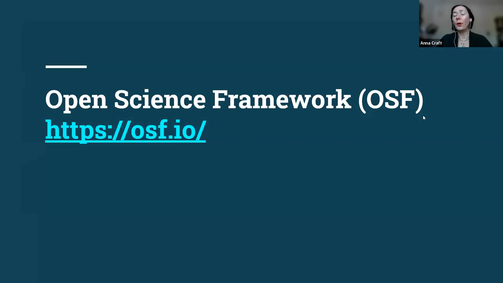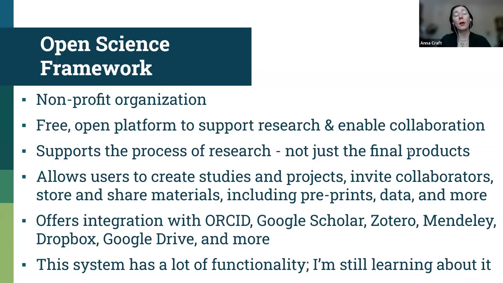Okay, the next one that I want to talk about is the Open Science Framework. And this one, again, is a little bit different. So this is another nonprofit, and they have a free open platform that supports research and enables collaboration. And it supports the process, not just the final products. So what we've been looking at mostly are tools that support sharing your citations, tracking your citations. So for those things that are finished, OSF is more about that process. So it allows users to create studies and projects, invite collaborators, store and share materials. And that might include not just finished things, but maybe data, preprints, other things.